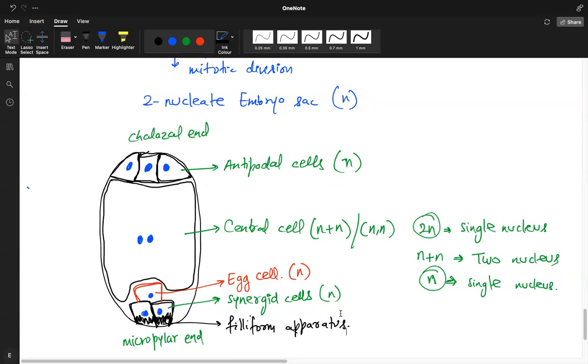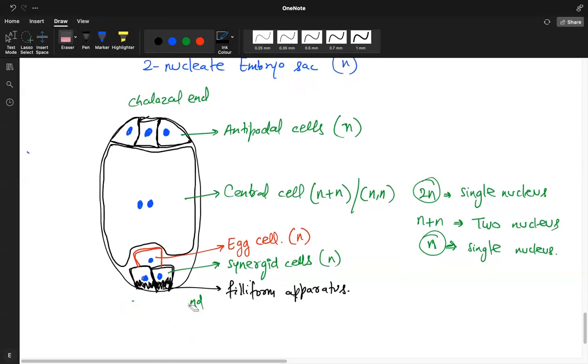They are cellular thickenings. And this is the main structure that guides the entry of the pollen tube into the synergid. Okay. So the filiform apparatus is a cellular thickening of synergid cells towards the micropylar end that guides the entry of the pollen tube inside the synergid cell. Is that clear, everyone? Perfect.